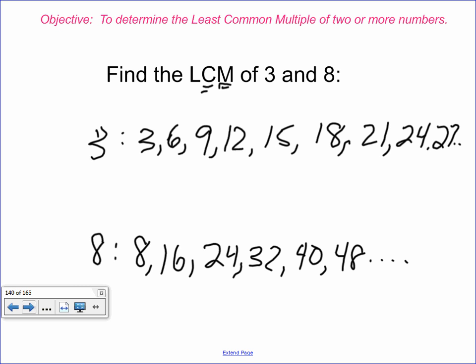Let's see. I see a 24 here, and I see a 24 here. Are there any that I'm missing? I don't see any. Okay, so far I've only found one common multiple of 3 and 8, and it's 24. I can multiply 3 to get 24, and I can multiply 8 to get 24. So my first common multiple is also my least common multiple, my smallest common multiple.